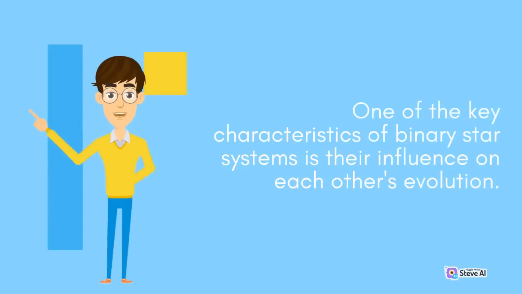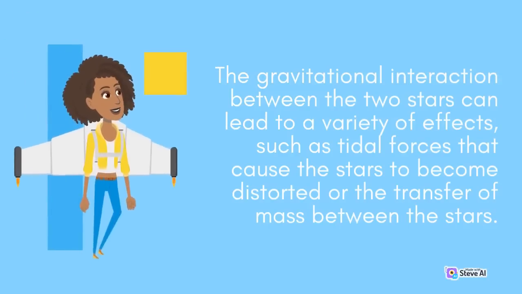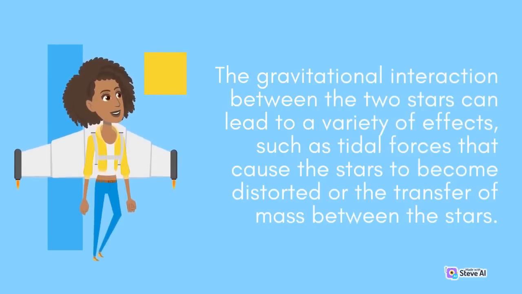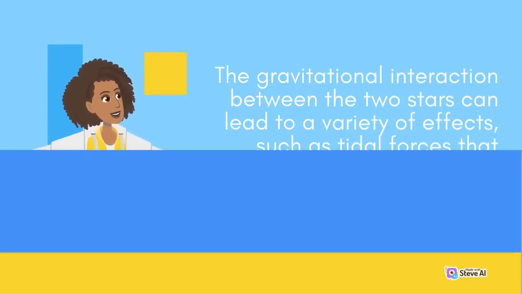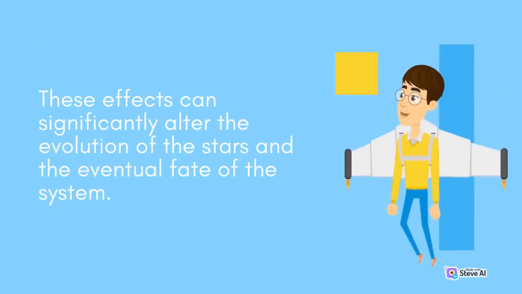One of the key characteristics of binary star systems is their influence on each other's evolution. The gravitational interaction between the two stars can lead to a variety of effects, such as tidal forces that cause the stars to become distorted, or the transfer of mass between the stars. These effects can significantly alter the evolution of the stars and the eventual fate of the system.